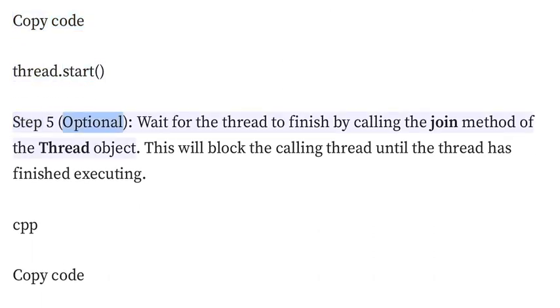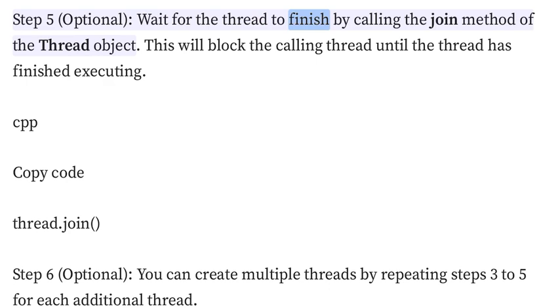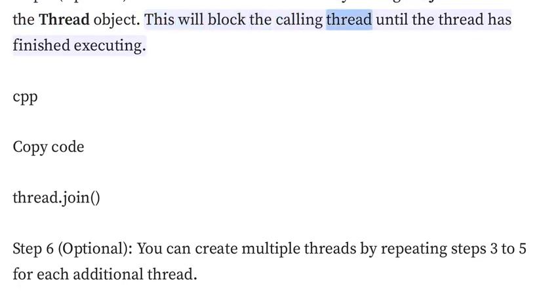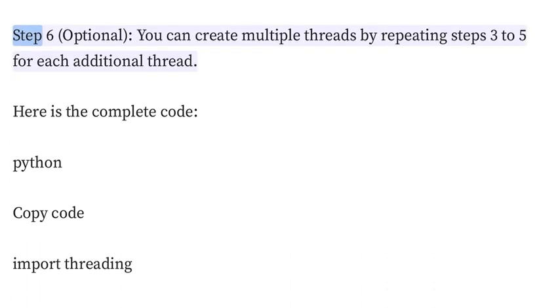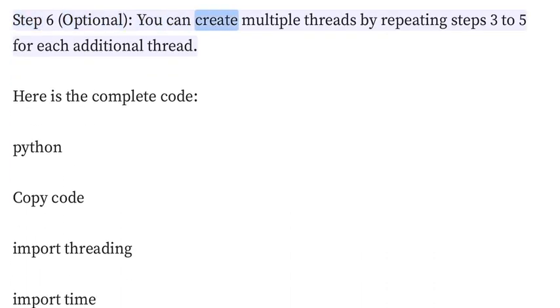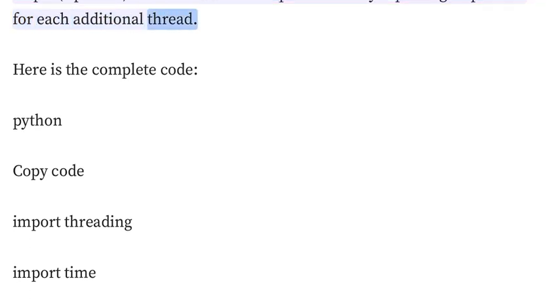Step 5. Optional. Wait for the thread to finish by calling the join method of the thread object. This will block the calling thread until the thread has finished executing. Code: thread.join(). Step 6. Optional. You can create multiple threads by repeating steps 3 to 5 for each additional thread.